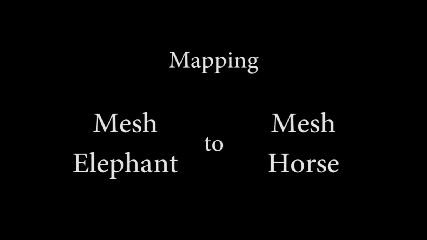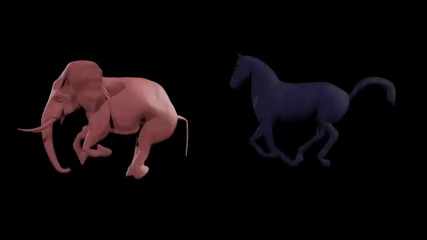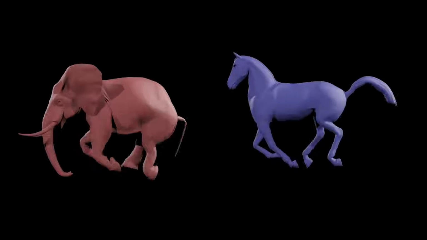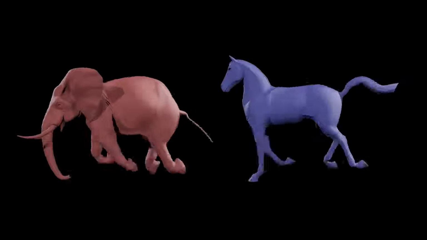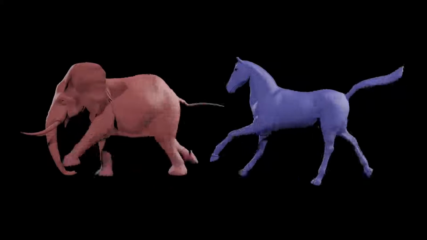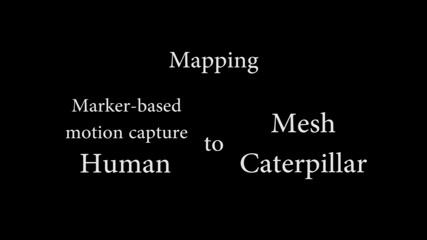Next, we show mesh-to-mesh mapping from an elephant to a horse. This sequence also used only 4 correspondences. The elephant tail error is part of the input sequence. The robustness of our mapping is demonstrated here.